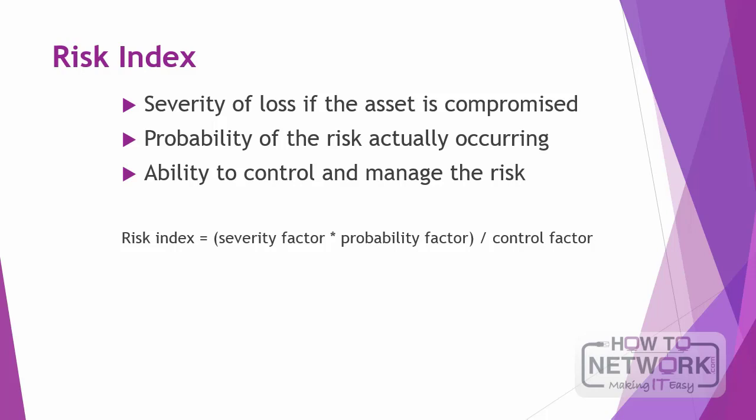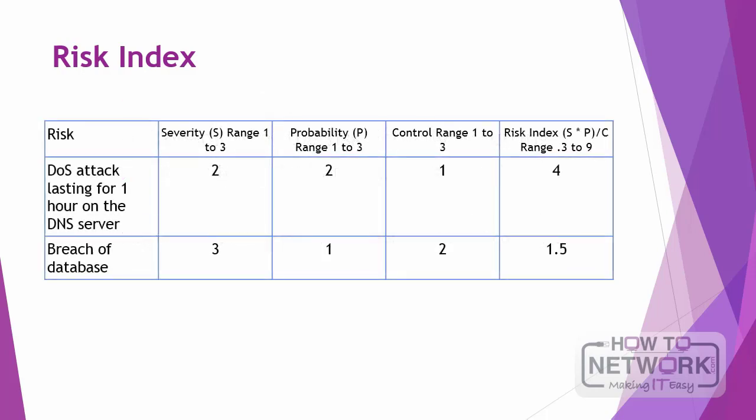So, for example, a high severity risk would have a substantial impact on the users or the organization. Medium severity risks would have an effect on a single department, and low severity risks would have limited impact. The risk index is calculated by multiplying the severity times the probability factor and then dividing by the control factor. The following is an example of a risk index calculation for a typical large corporation.